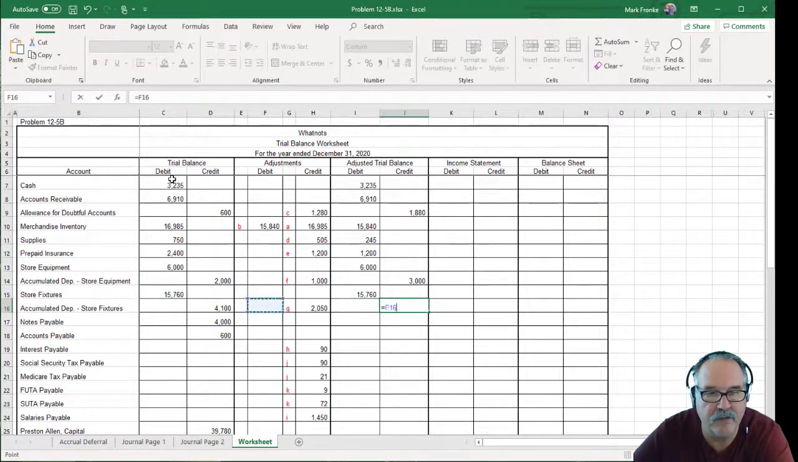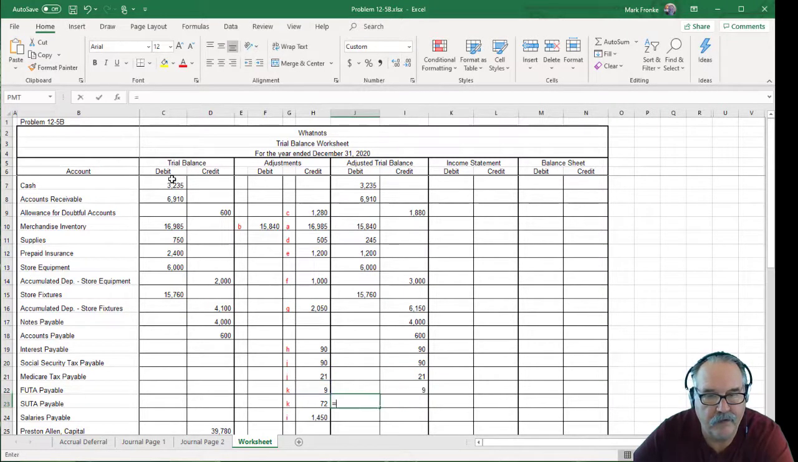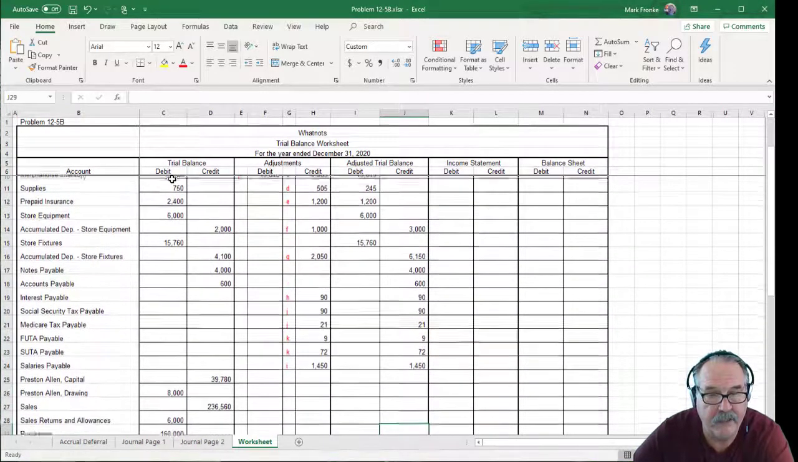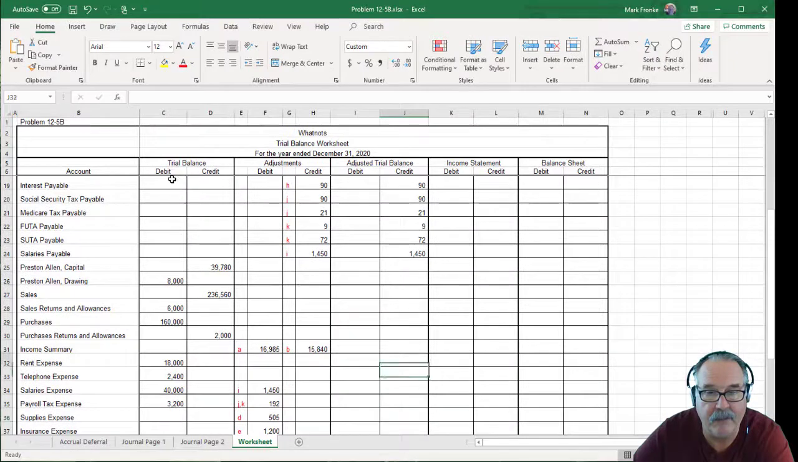Accumulated depreciation on the fixtures did change because we made a journal entry. Notes payable did not change. Accounts payable did not change. And then we have interest payable, Social Security payable, Medicare, FUTA, SUTA, salaries payable, and continuing on, we have the capital account, didn't change, bring it over.